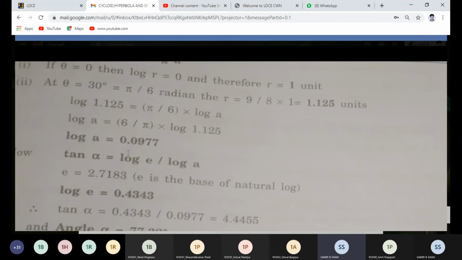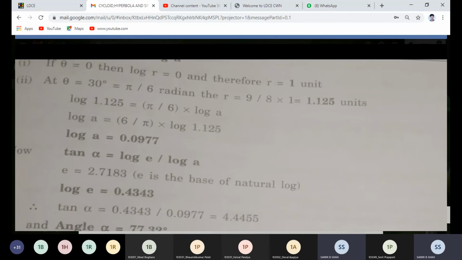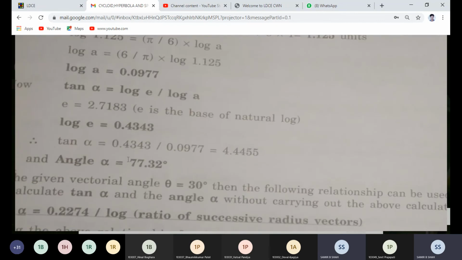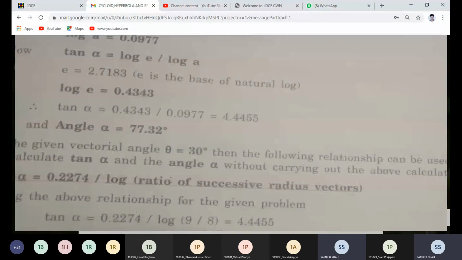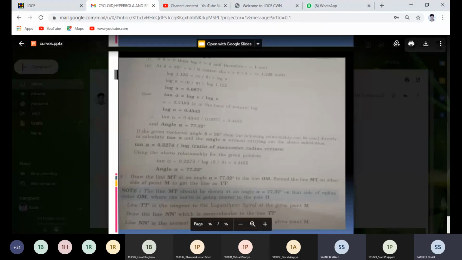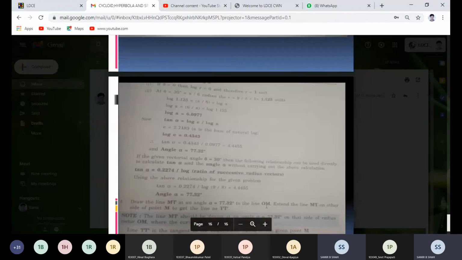And tan alpha is equal to log a, we know the value of log e. So we have to find log e. And tan alpha that we are getting is 4.4455. So alpha is tan inverse of that, which is equal to 77.32 degree. Draw the line MT.